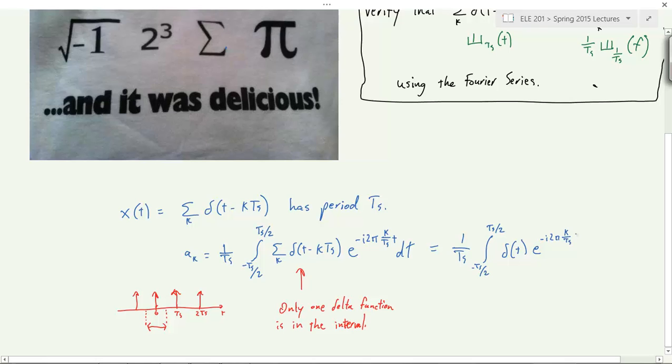All right, so within one period, this is a very simple function. It's just a delta function. Well, we can do this integral, and we're going to get that this just equals, well, sifting says that you plug in the value 0, that's where the delta function occurs, as t. So e to the negative i 2 pi k over Ts times 0 for all k. Well, that's just 1. So it's 1 over Ts for all k. Now, in other words, it's constant. Every coefficient is the same. It's 1 over Ts. All right.